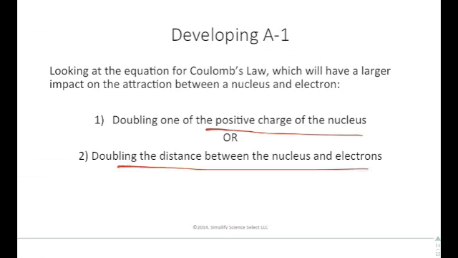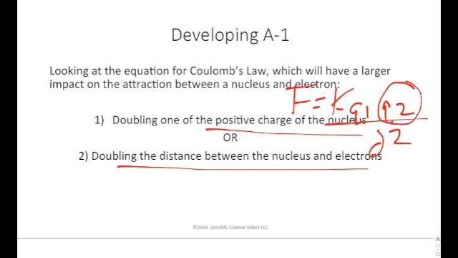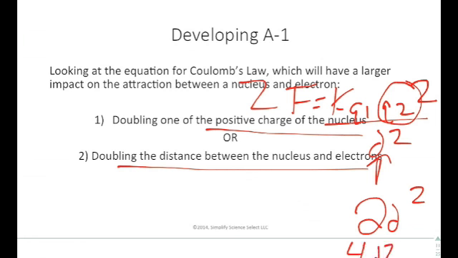So if you look at F equals K Q1 Q2 over D squared, and I doubled Q2, I multiplied this by 2, so I would multiply the other side by 2. If you double the charge, it doubles the force. But if you were to double the distance, it's a squared term, so it ends up being 4 D squared. The force changes by a factor of 4.